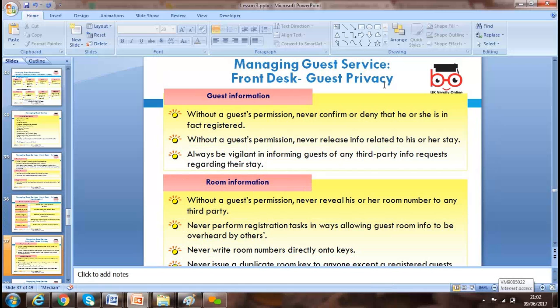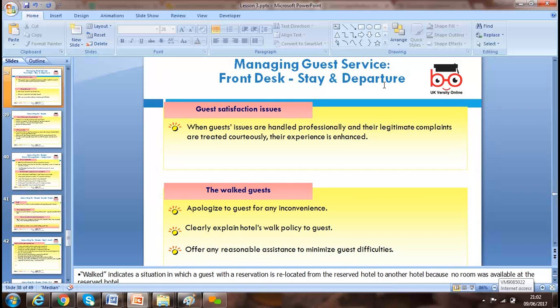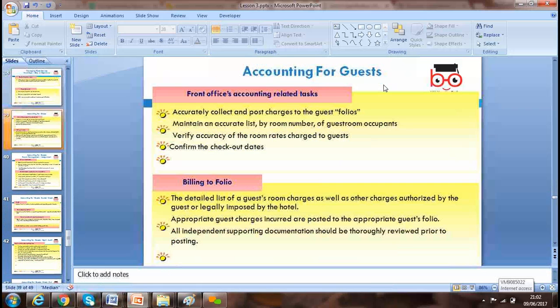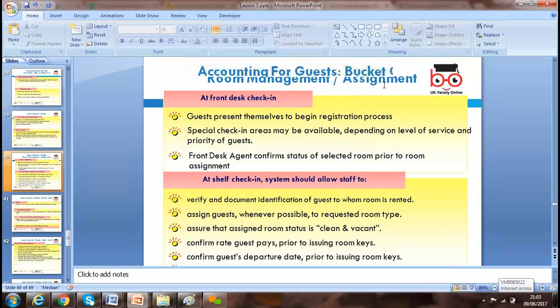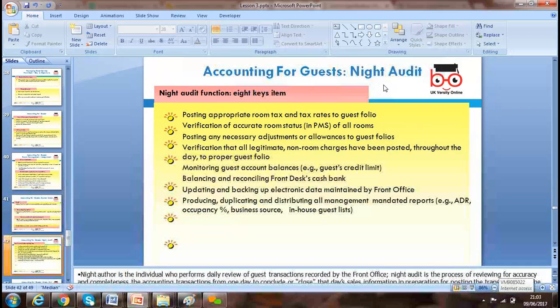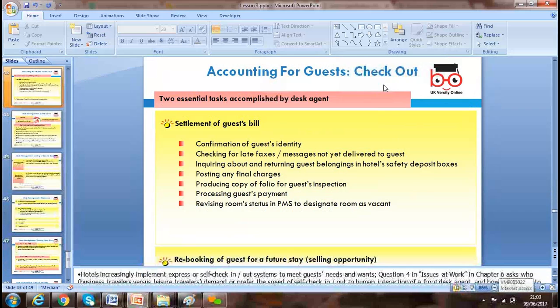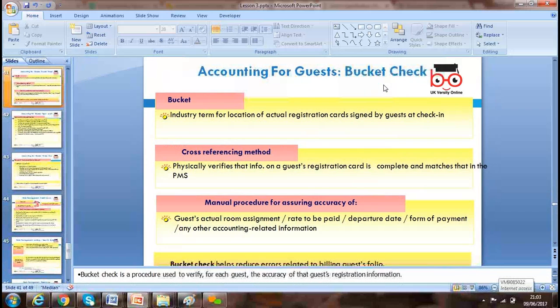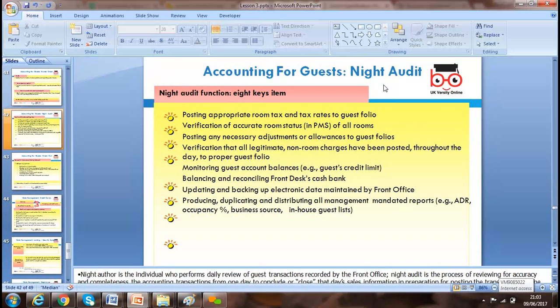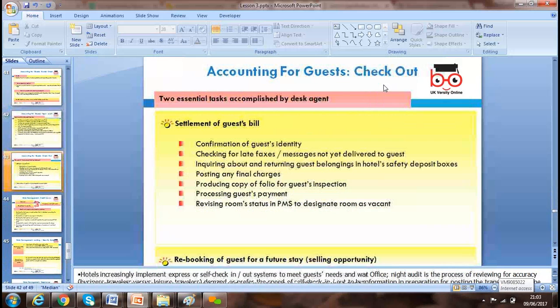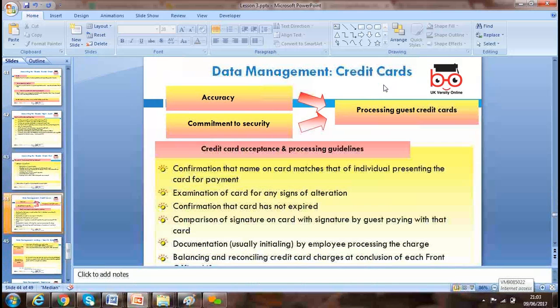Manage the guest services from the front desk. Guest satisfaction we need to address, billing, front desk check-in, night audit, what time we can serve food in rooms and not, and settlement of guest bills.